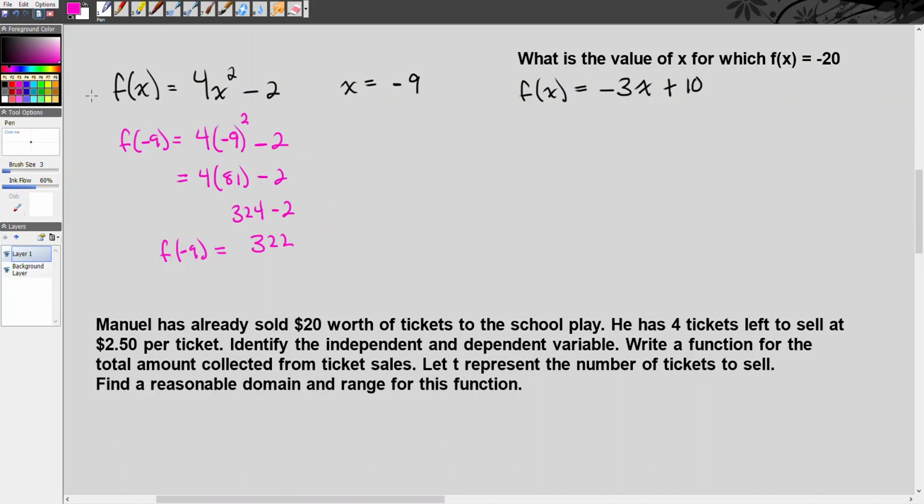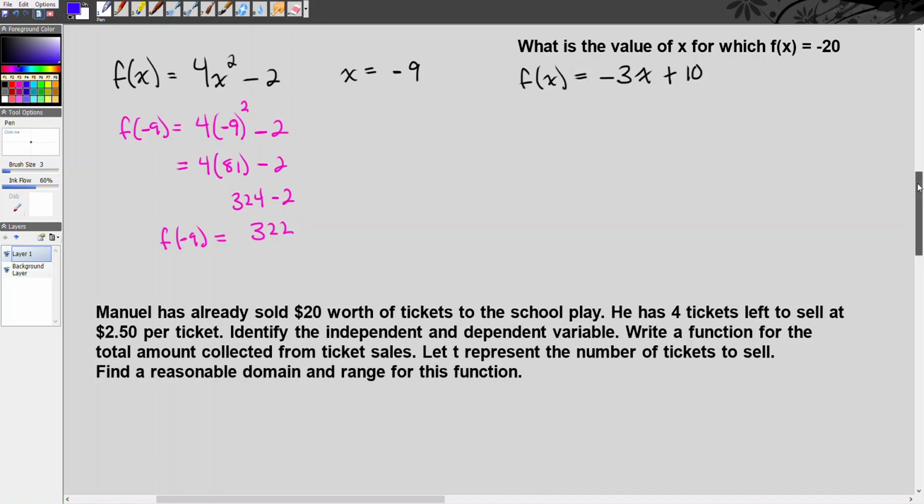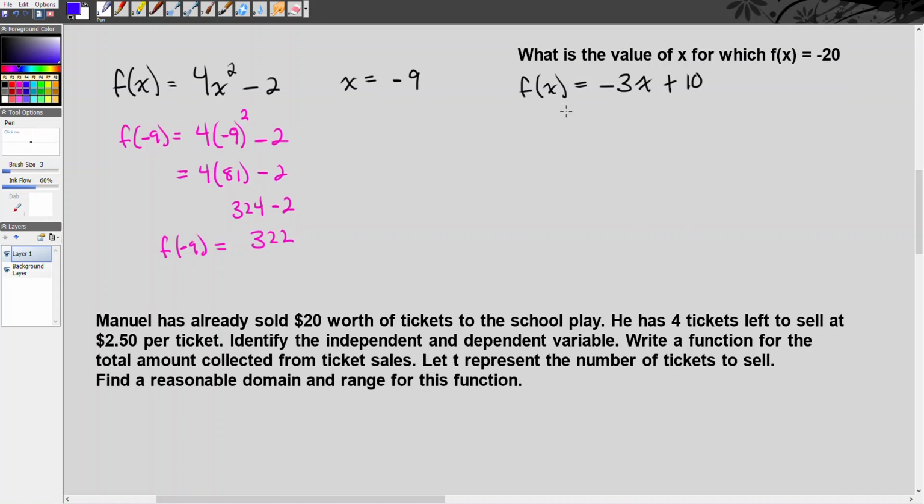Okay, next example here. Now this is a little different. This one says, what is the value of x for which f of x equals negative 20? So what that means is now I'm not telling you that x is negative 20. I'm telling you that f of x is negative 20, and I'm looking for x. So when I write this, instead of f of x, I'm going to write negative 20 equals negative 3x plus 10.